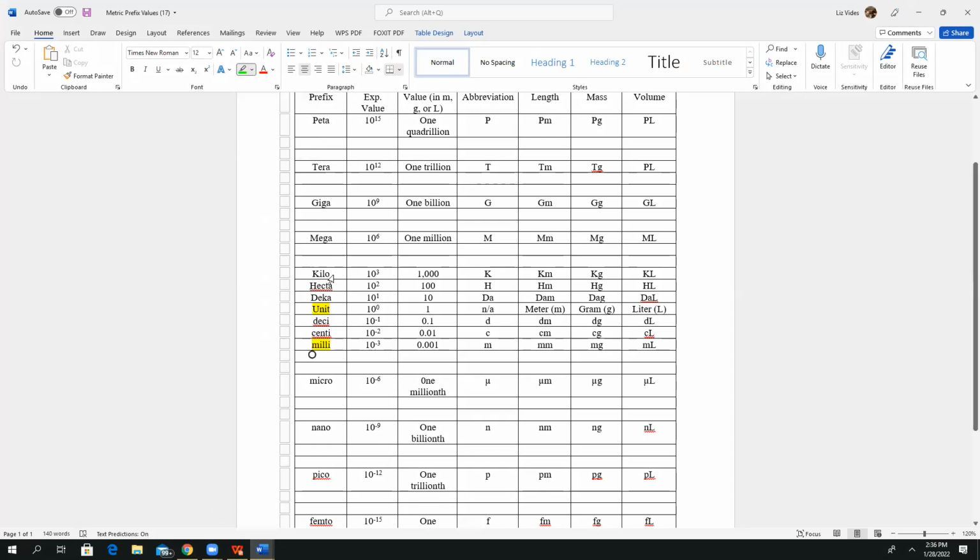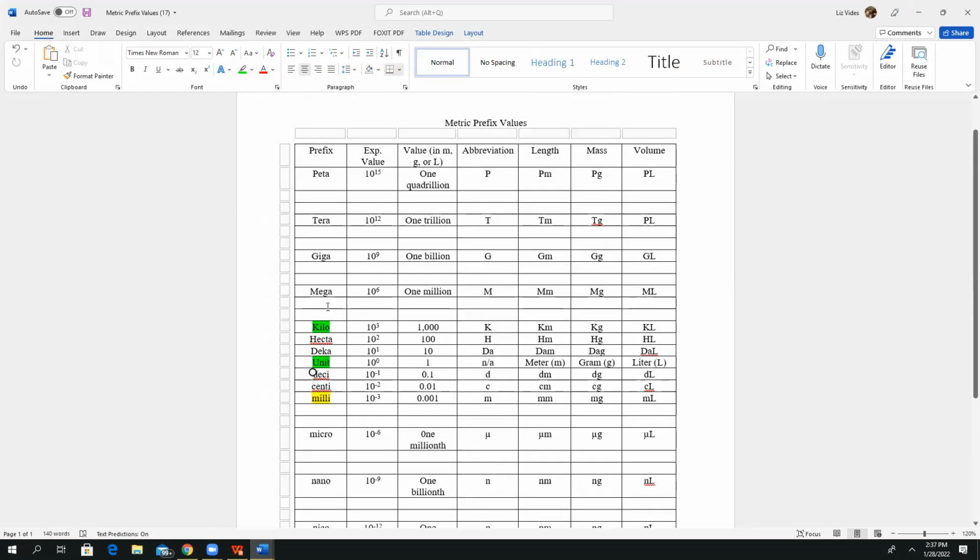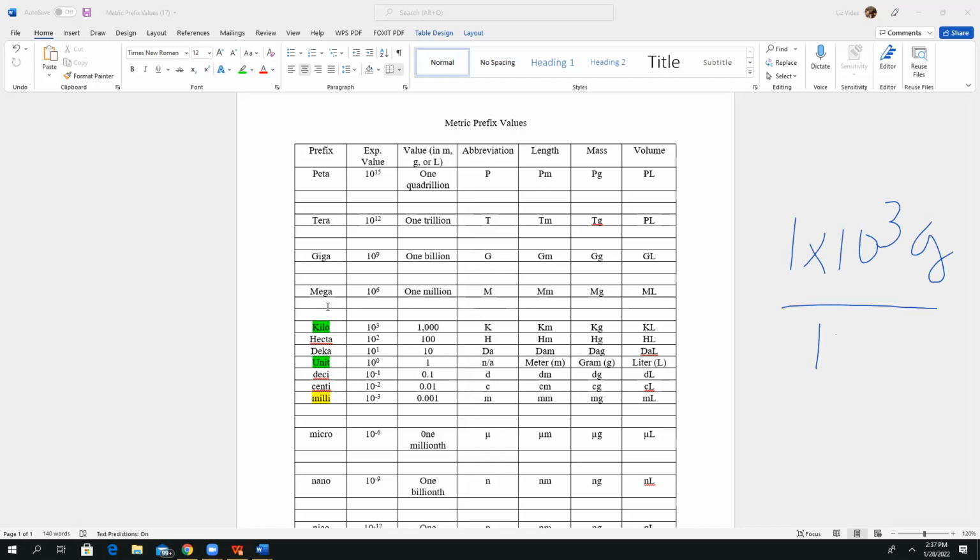Okay, so this time we're going from kilograms, right, to grams, which grams is the unit, by the way. Okay, so we're counting from top to bottom, right? So 1, 2, 3. So it's 1 times 10 to the third. So in this case, we're going to write it down, 1 times 10 to the third grams and 1 kilogram. Okay, that's what we're doing.